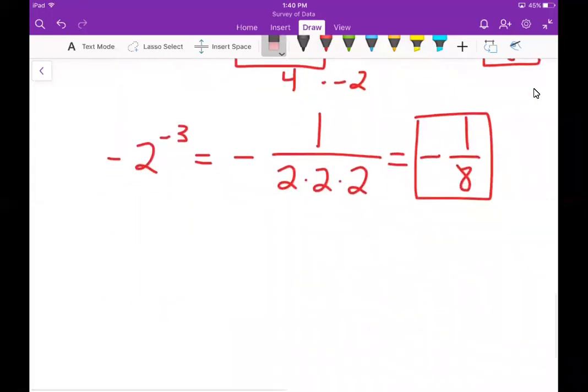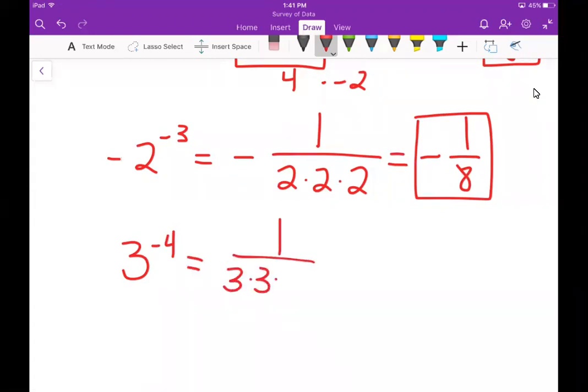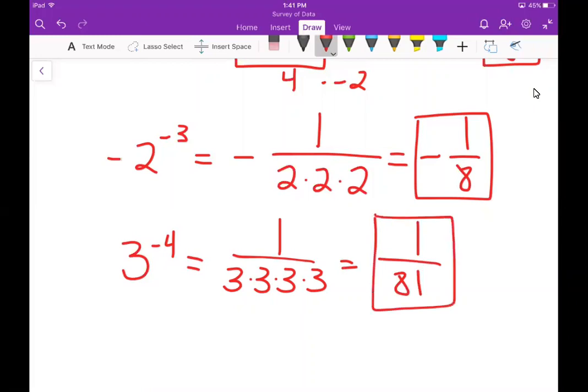All right, one last one. Can you figure out for me what 3 to the -4 is? Did you get 1 over 3 times 3 times 3 times 3? That's 1 over 81 when you multiply 3 together 4 times.